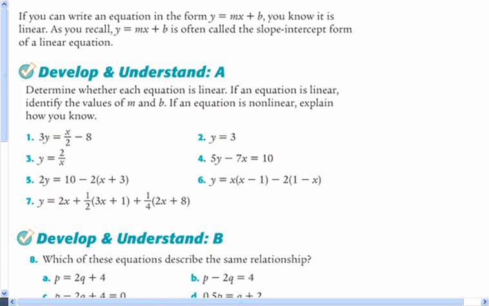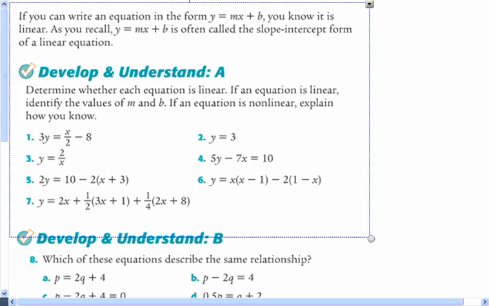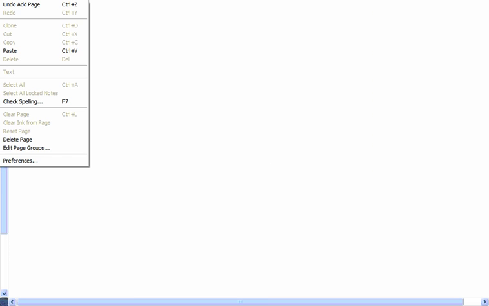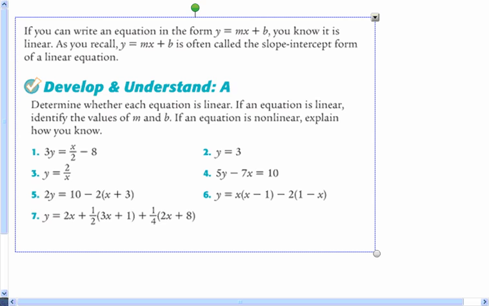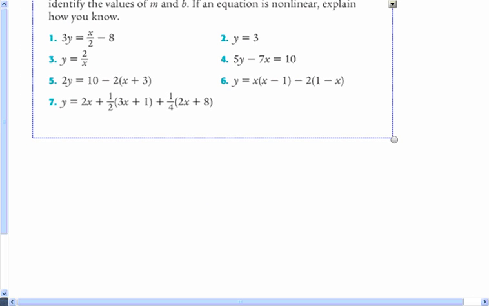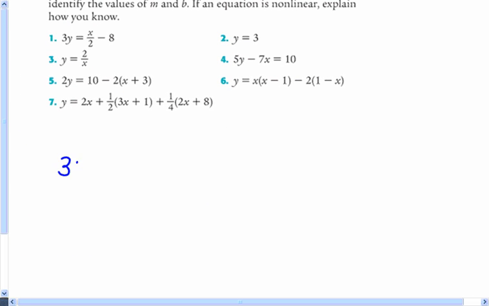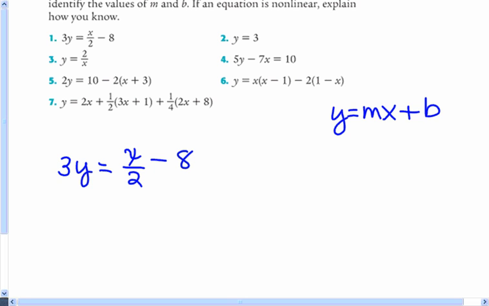All right, so I'm just going to pick a couple of these. I think what I'll do is put this on a new page, and we'll work with them one at a time. So let's do number 1. We have 3 times y is equal to x divided by 2 minus 8. All right, right now it's not really in slope-intercept form. This is slope-intercept form. So I just need something times x plus something equal y.